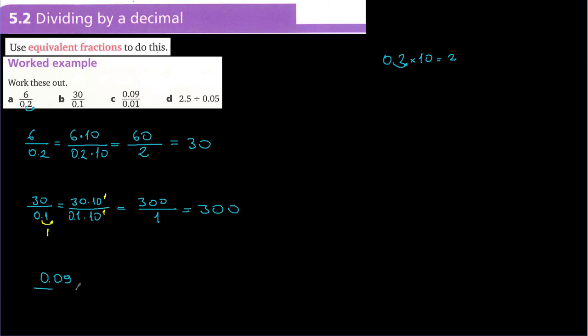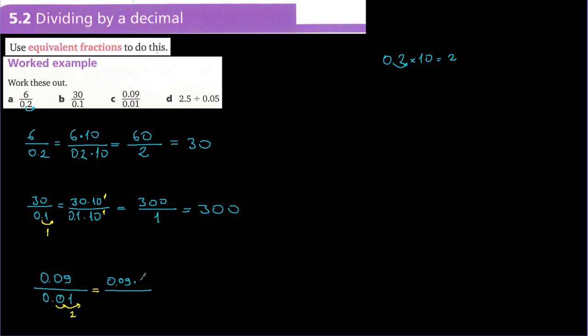0.09 divided by 0.01. If you want to get rid of the decimal, for the denominator I'm talking, you need to go 2 units right. So 1 unit, then 2 units. Let me write it like this, 2 units. So for this one also you need 2 units. Let me show this part here directly.